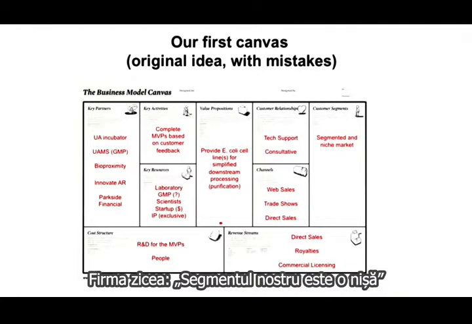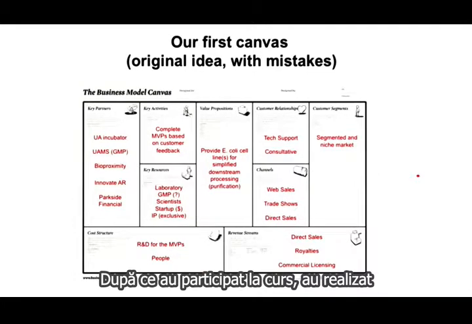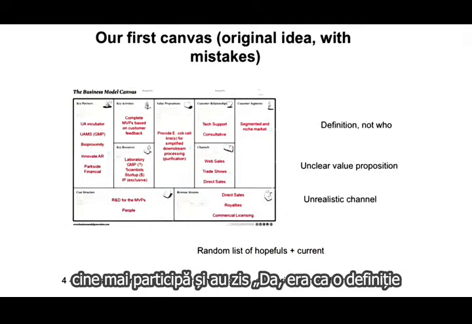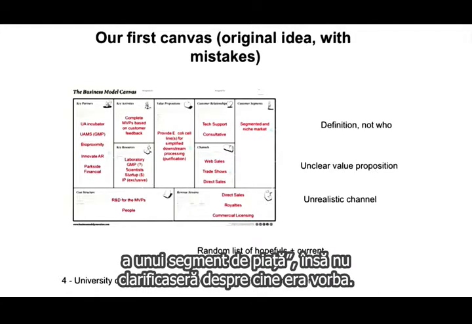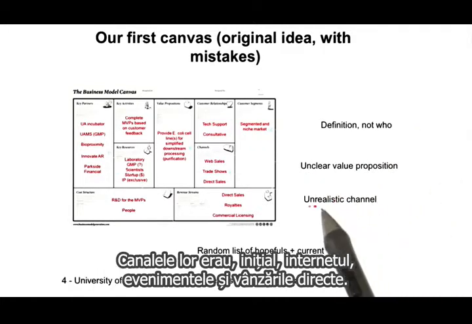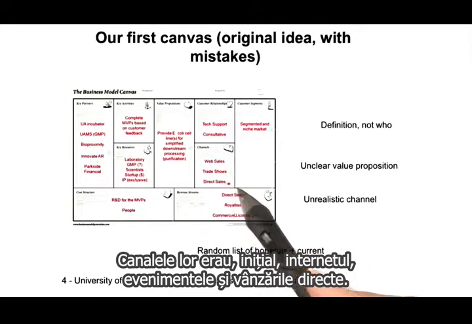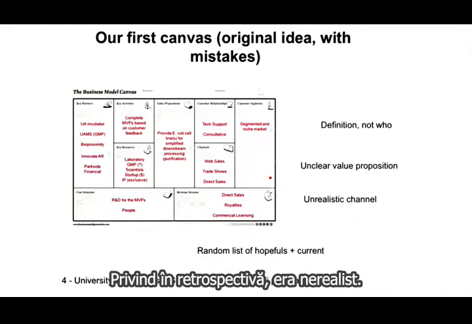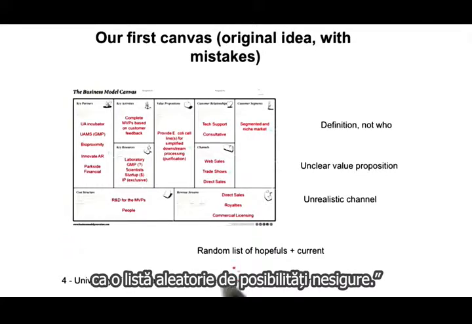And they said, oh, our customer segment is segmented in niche marketing. Now, in hindsight, after the end of the class, they were the ones who actually went in and said, well, yeah, that was kind of a definition of what a customer segment was, but they didn't really describe who. And their value proposition, as even they realized later, was pretty unclear. And their channels, when they said web sales and trade shows and direct sales, in hindsight, looked pretty unrealistic.